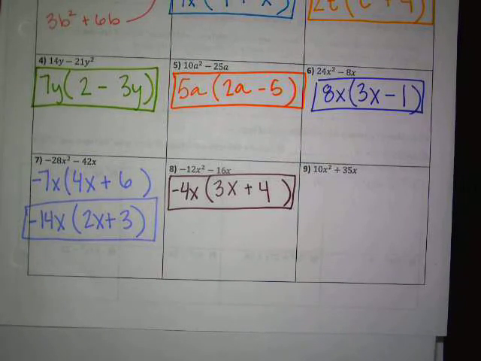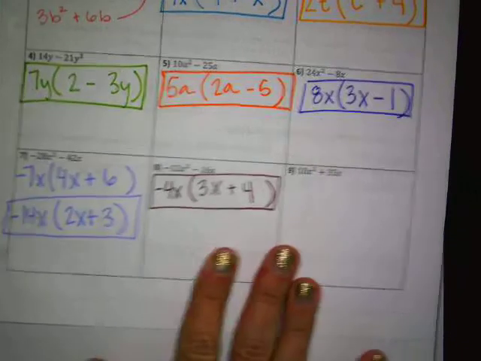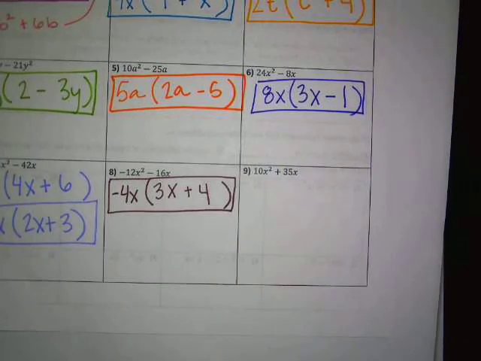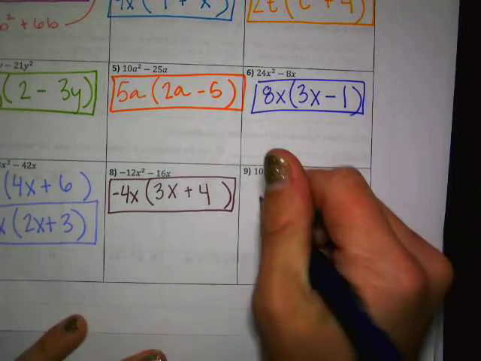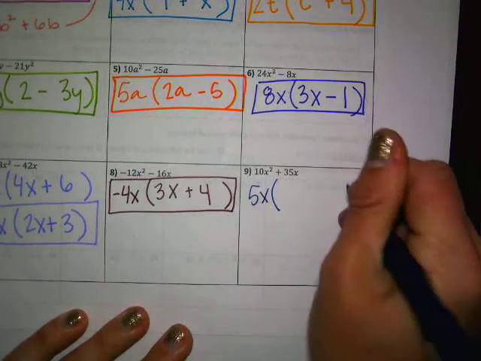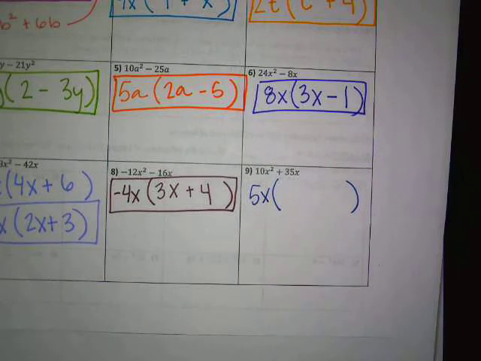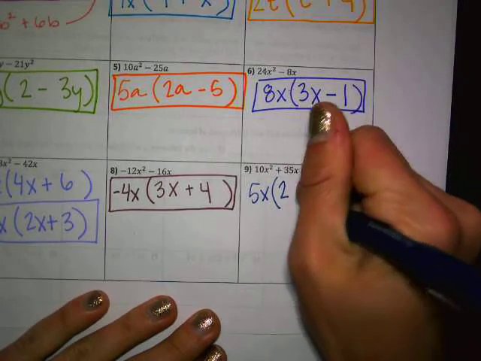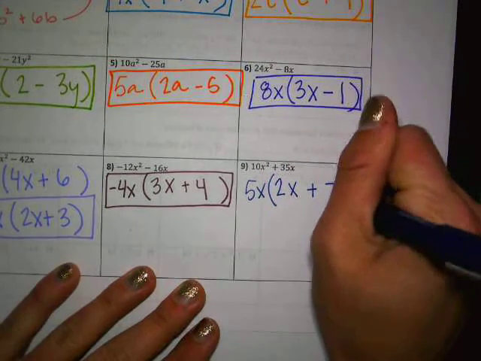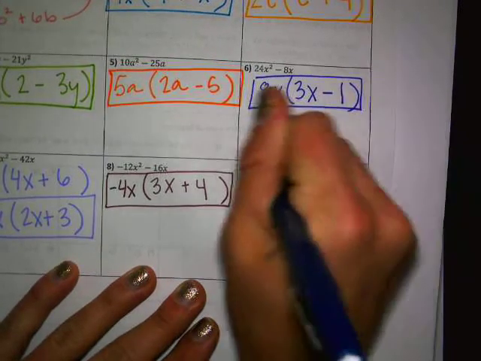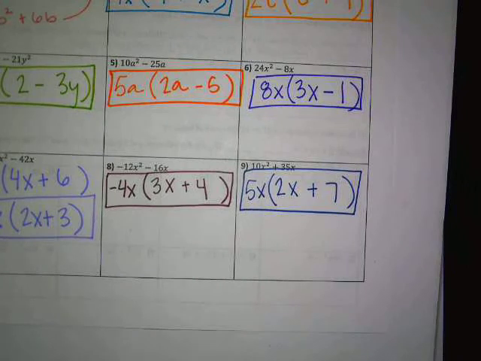Yes, please. All right. Number 9. What's the GCF of number 9? 5x. So when you pull a 5x out, what are you left with? 2x plus 7. 2x plus 7. 7 times 5 is 35.